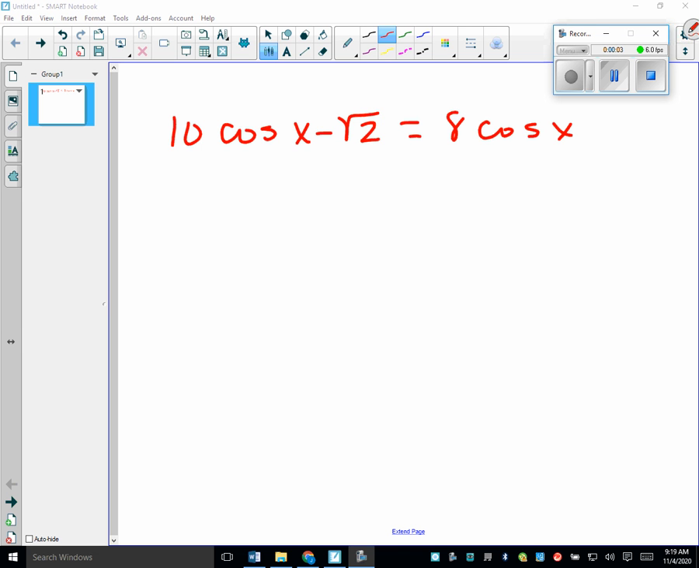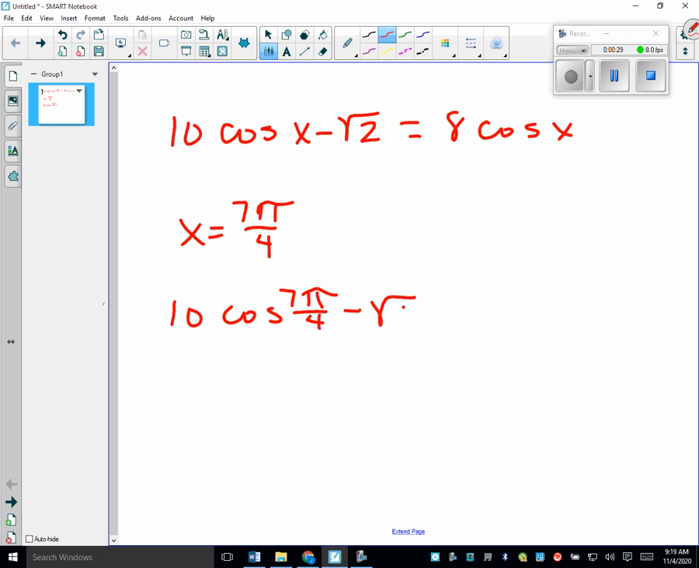Okay, here's our problem. The value for x is 7 pi over 4. I want to know, is that true? So when I plug this in, I have 10 cosine 7 pi over 4 minus radical 2 equals 8 cosine 7 pi over 4.